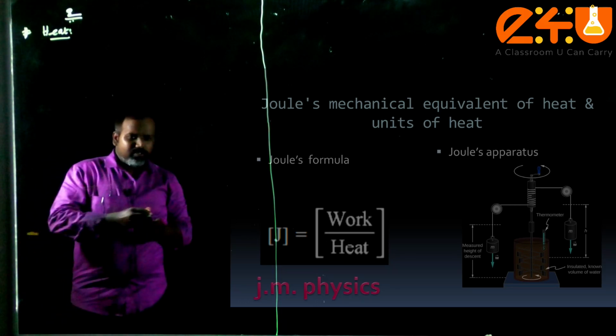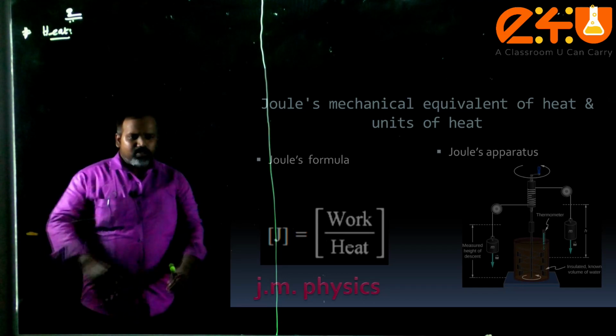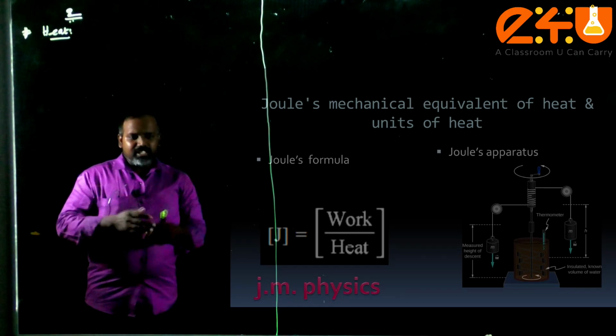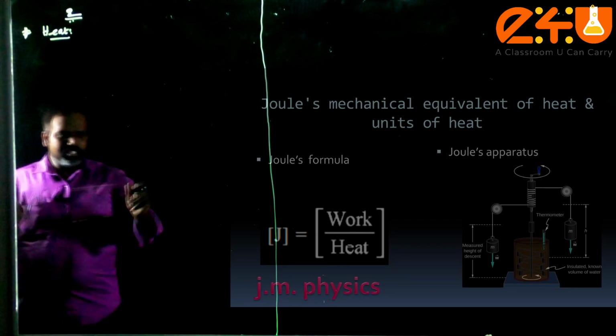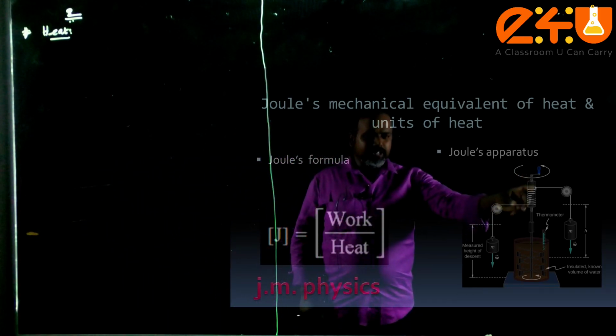Just see that when you rub your hands, you can feel that heat is produced. So when you do mechanical work against the friction between the surfaces of the hands, then we can get heat. Therefore, this is Joule's apparatus. You just see this diagram. This is Joule's apparatus.